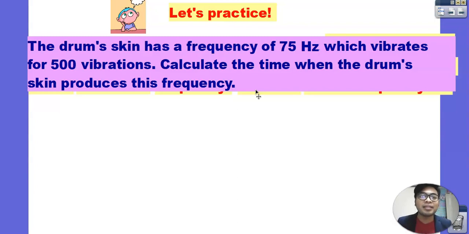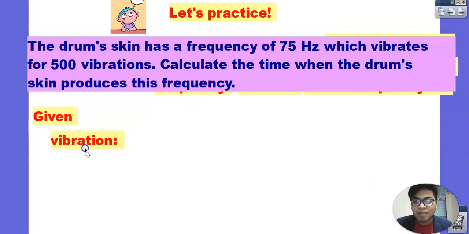So it has a frequency of 75 hertz, which vibrates now for 500 vibrations. So we need to calculate here the time when the drum skin produces this frequency. So what we're asking here is the time. So we're gonna write here the given. Given are the vibration and the frequency.